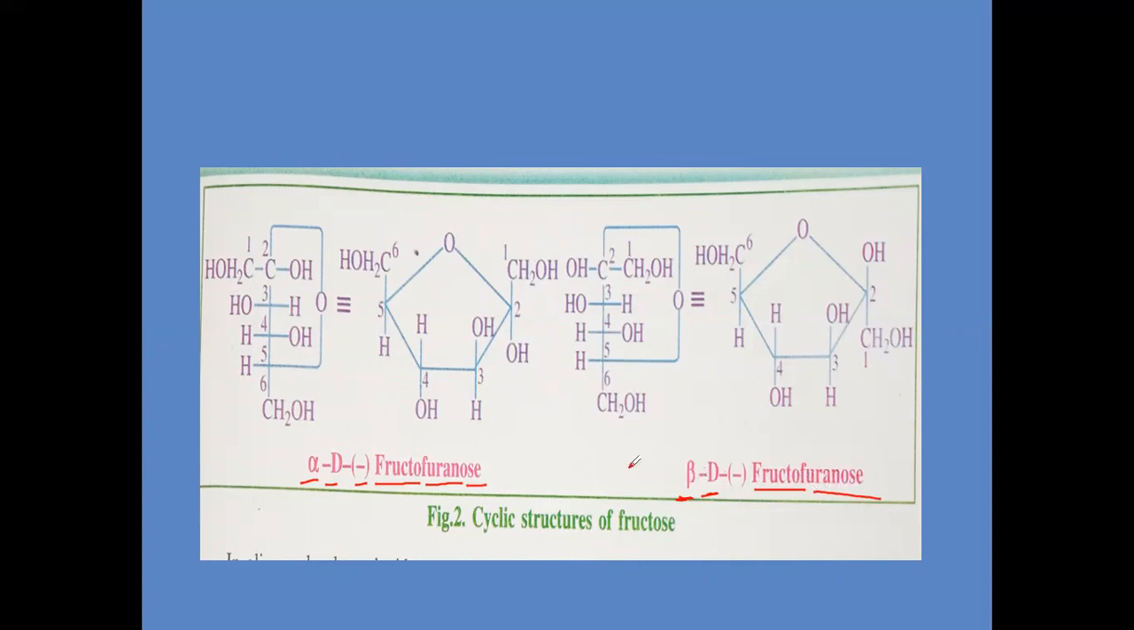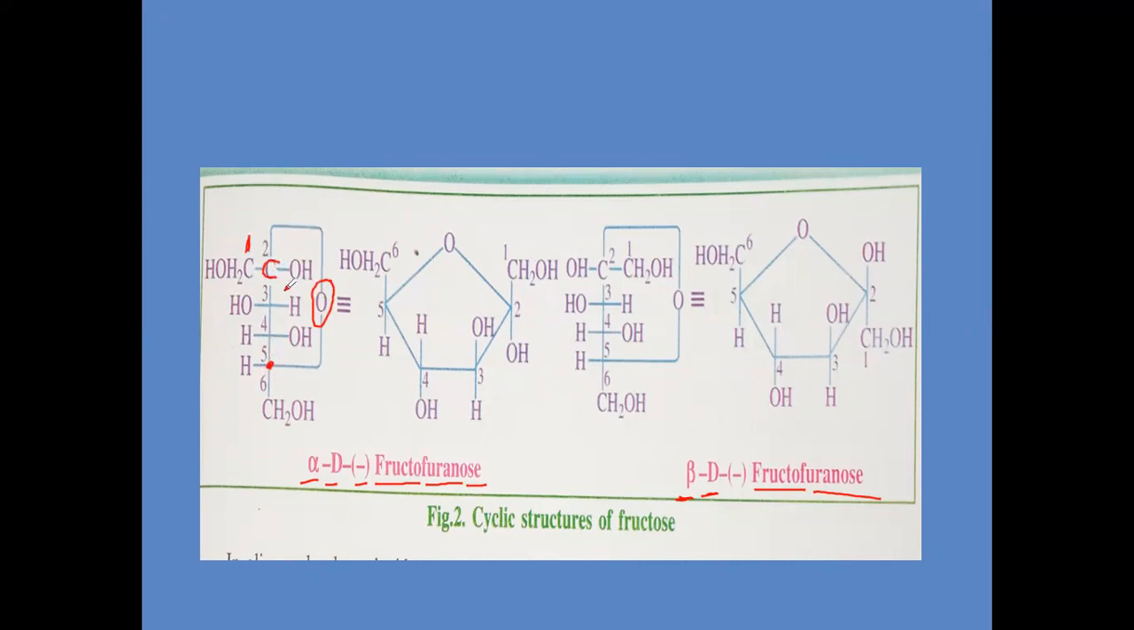Fructofuranose. One is alpha form, one is beta form. Remember, in the case of fructose also, what will be there? The first atom of fructose, second atom, third atom, fourth atom, fifth atom, sixth atom. Now between second carbon and fifth carbon, what will be there? Oxygen will be present, joining the second carbon atom and the fifth carbon.